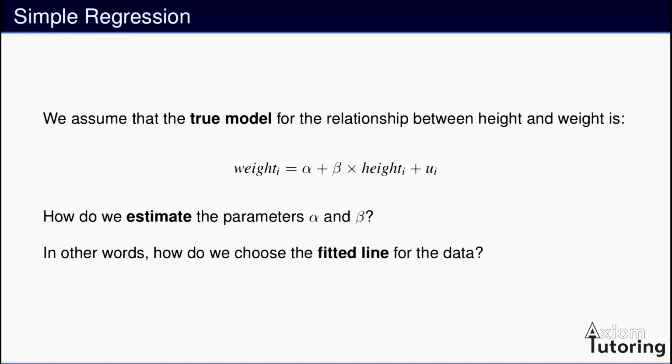At how we estimate the parameters alpha and beta in our regression model that was linking, in this case, weight, our dependent variable, with height, our independent variable. And we had assumed that the true model was linear. So that's why you have alpha plus beta times height plus this error term. But now, how do we find which is the best fitted line for the data? And the first thing we need to figure out is how do we express this fitted line?